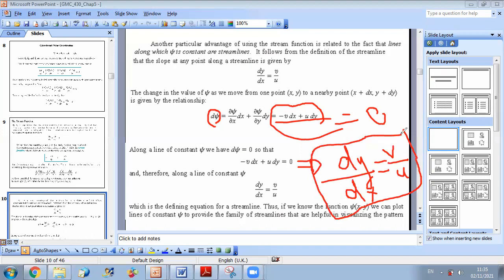Okay? And this is great because streamlines, we know how we can get them experimentally, by observation. So if we do, let's say, smoke visualization, we can see streamlines. So we can experimentally find streamline equations and then determine the psi function. And from the psi function, we can deduce the expression of the velocity. Okay.